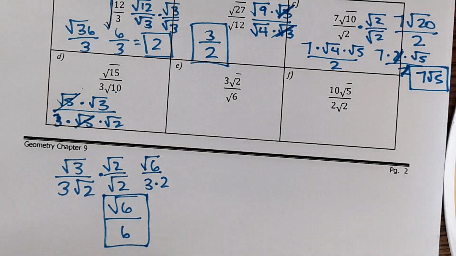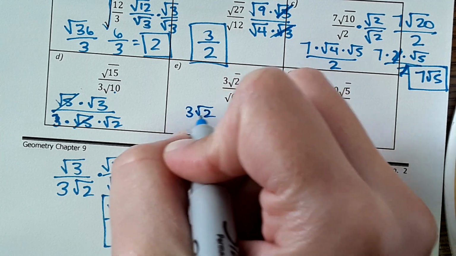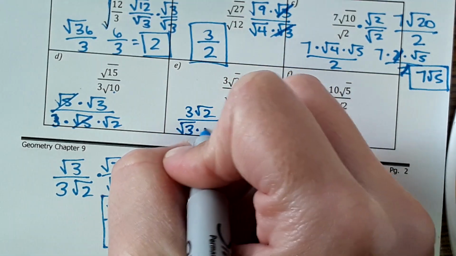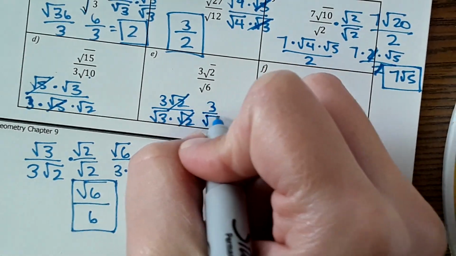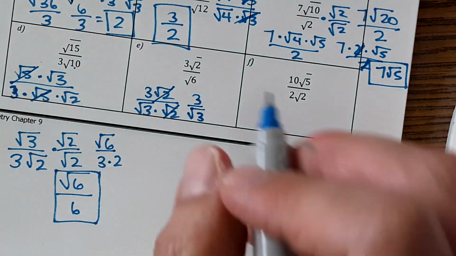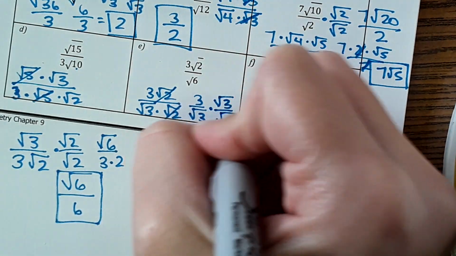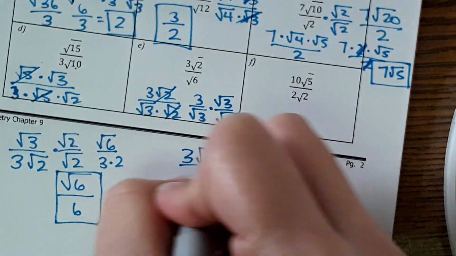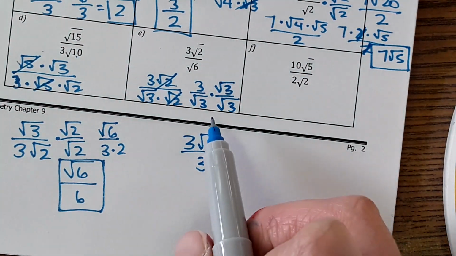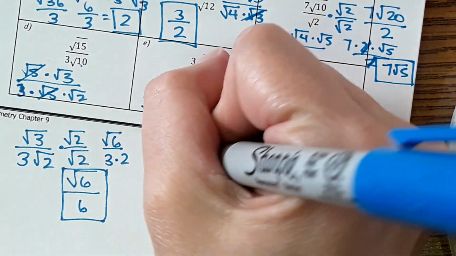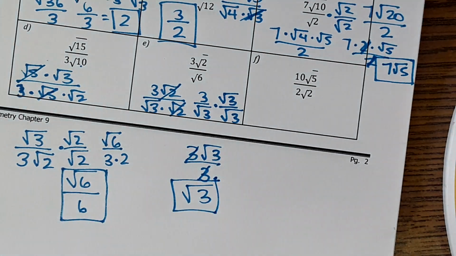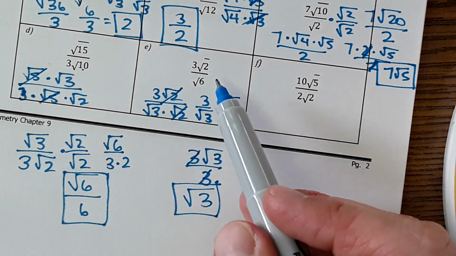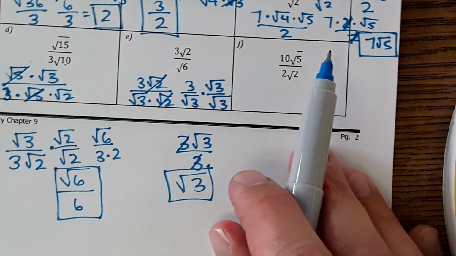Okay, E. Okay, I got 3 square root of 2. Break up the 6, square root of 3 times square root of 2. This cancels. Then I have 3 over square root of 3. Still can't have that as a denominator though. Then the 3's cancel. And the answer is square root of 3. To me, it's satisfying when it actually looks simpler than the original, but when it gets more complicated, I'm like, wait, why did we do all that work?